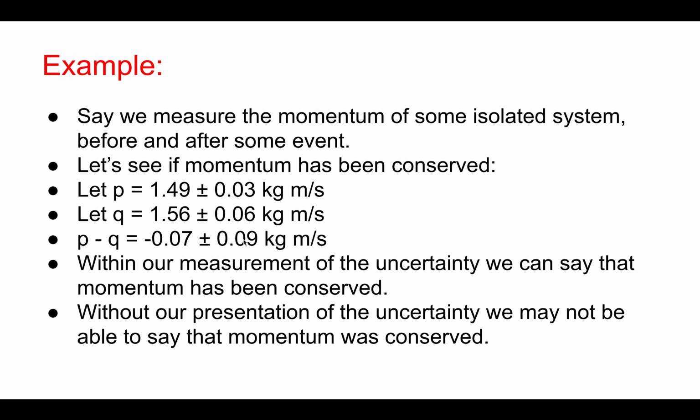Our uncertainty is greater than our measure of the change in momentum. Since our error is greater in magnitude than the change in momentum, then our momentum is conserved within our error bounds. Okay. However, if maybe we find that the error was 0.02, then we could say, no, momentum was not conserved within our error.